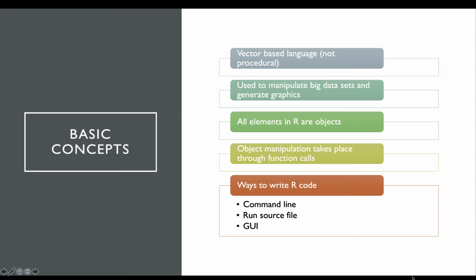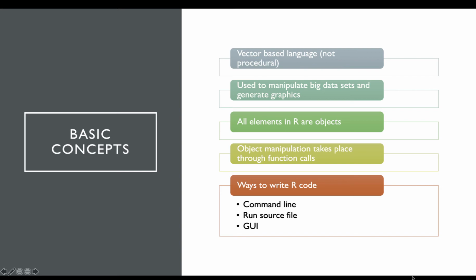R as a language was developed as a vector-based language, or a language that allows us to perform mathematical operations on data structures that have multiple data elements in a very simple, straightforward manner. This made R a very powerful tool specifically to work with data structures that hold multiple data elements. Consequently, R as a programming language was used specifically to manipulate big sets of data and generate graphics and visualizations from those large data sets.